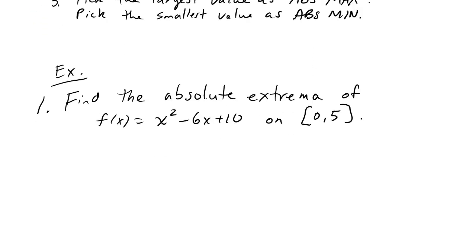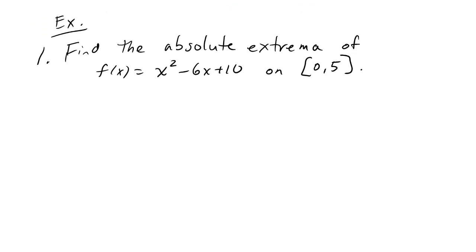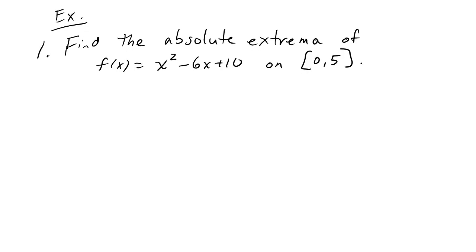All right. For example, let's find the absolute extrema of f of x equals x squared minus 6x plus 10 on [0, 5]. Okay, so what we're going to do is find the critical number. So we're going to take a look at the derivative. So 2x minus 6, which I can also think of as 2 times (x minus 3).